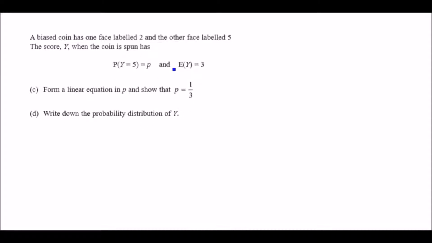First things first, always do the probability distribution first for any question. This is like a must. So I'm going to start with D first. One thing we know is that this biased coin has one face labeled 2 and another one labeled 5. This means that the only possibilities for this probability distribution would be 2 and 5.